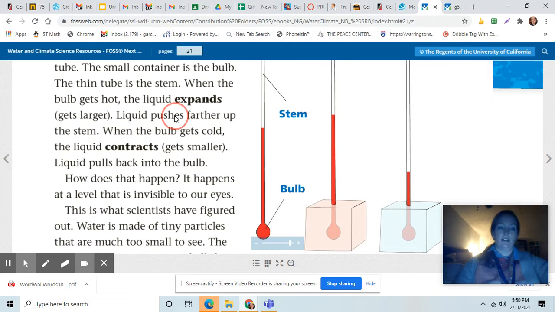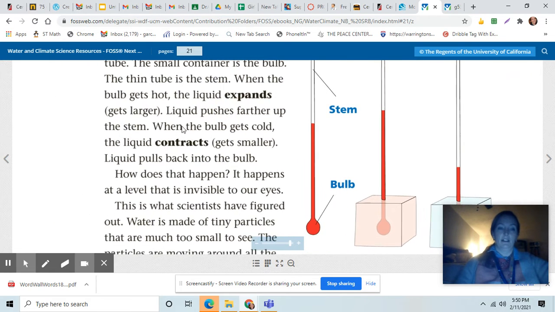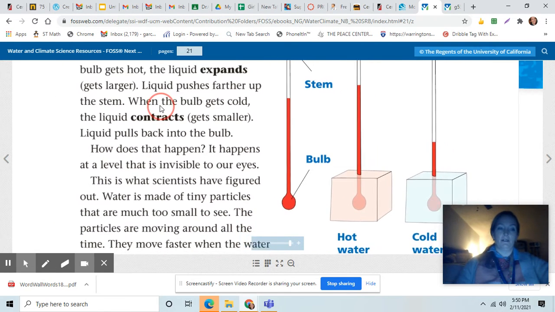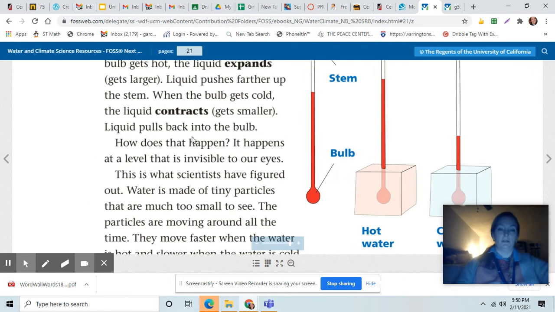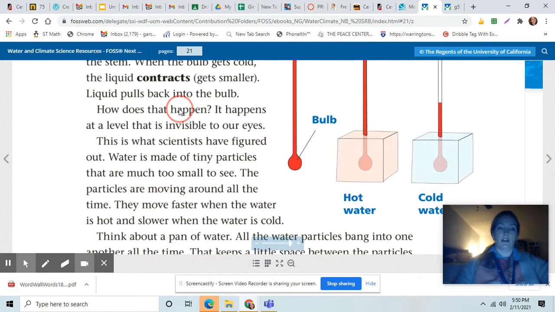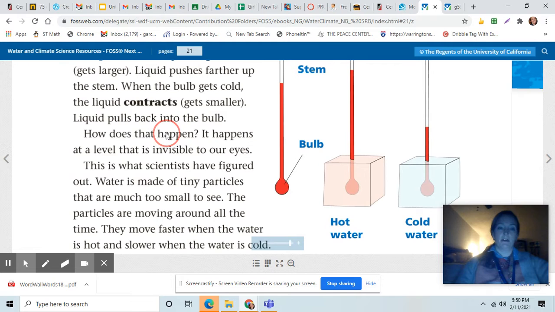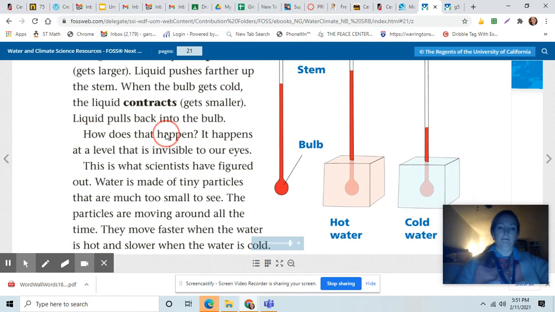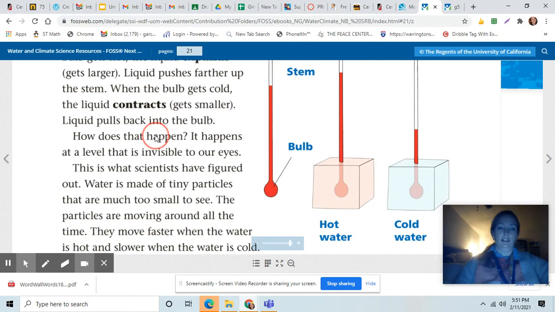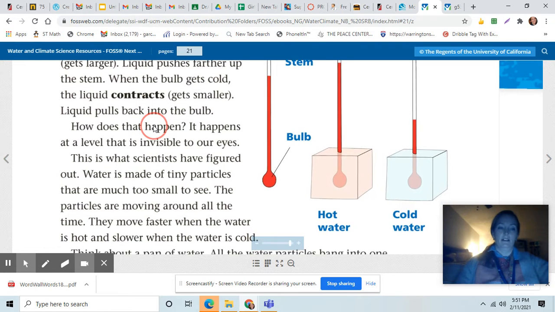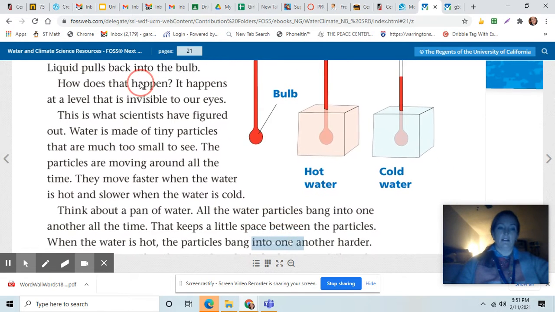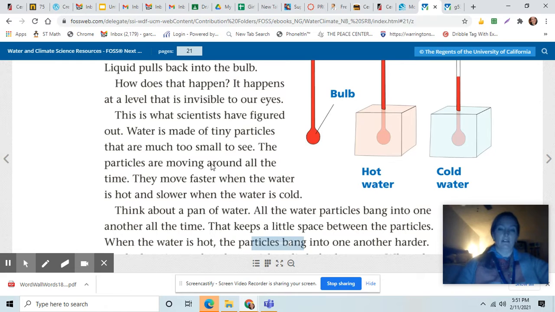When the bulb gets hot, the liquid expands. It gets larger. Liquid pushes farther up the stem. When the bulb gets cold, the liquid contracts. It gets smaller. Liquid pulls back into the bulb. How does that happen? It happens at a level that is invisible to our eyes. This is what scientists have figured out.